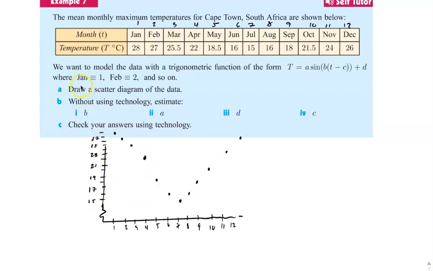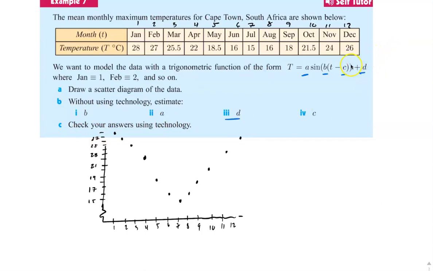So that's part A. Part B: without using technology, estimate B, A, D, and C. A is the amplitude, B relates to the period, C is a horizontal shift, and D is a vertical shift. In this form you can go any way you want. I like to start with D, to find that middle.